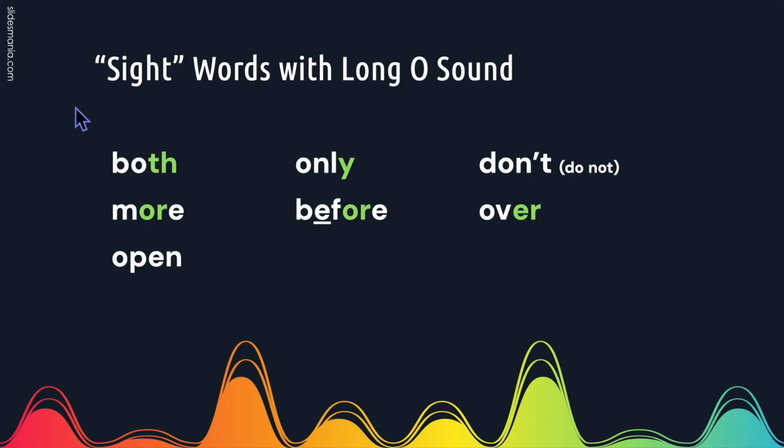Here are some words that are commonly called sight words that have the long O sound. In this word, TH uses its soft sound of th, so we have both. This Y is going to have a long E sound, so we have only. Here's the contraction don't, which is short for do not. OR says or, so this is the word more. This E is going to have its long sound. Again, we have OR saying or, so we have before. ER says er, so this word is over. And open.